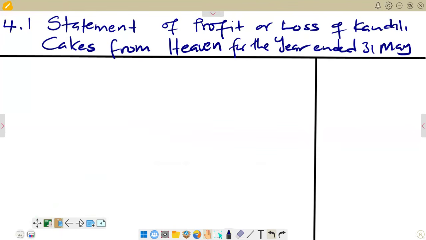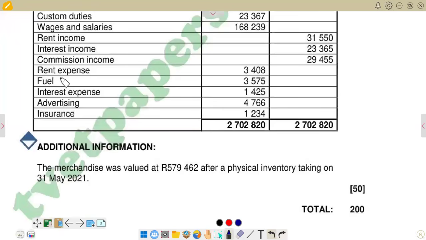If you go to our answer section, this is our statement of profit or loss. We are going to start with the figure for revenue. Remember, in the statement of profit or loss, the figure that we start with is the figure for our revenue. So we are going to have our revenue, and then we go back to our question to check what revenue figure we have there.